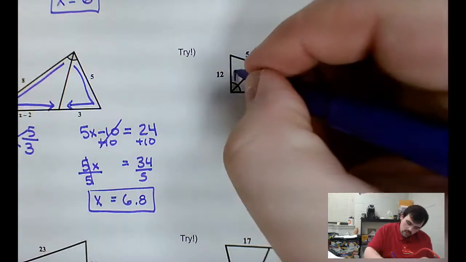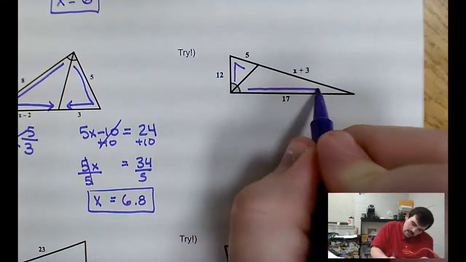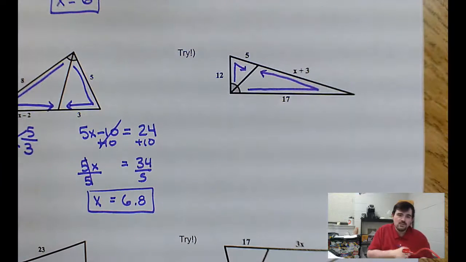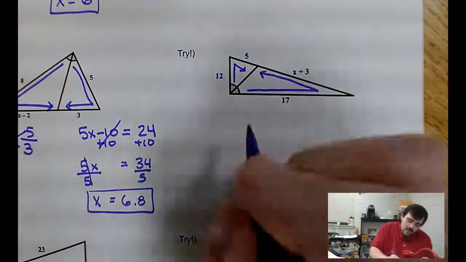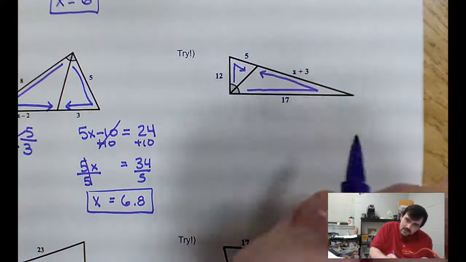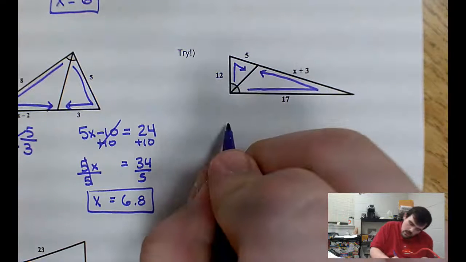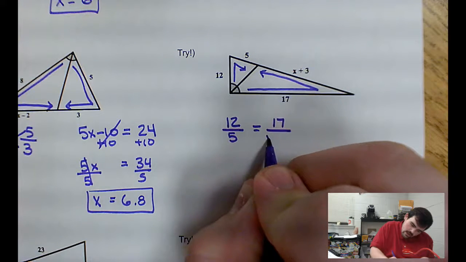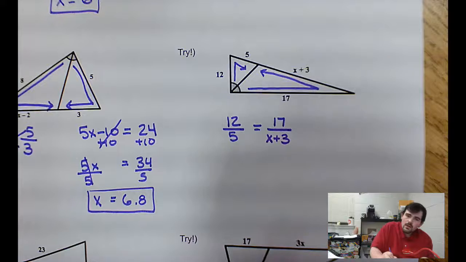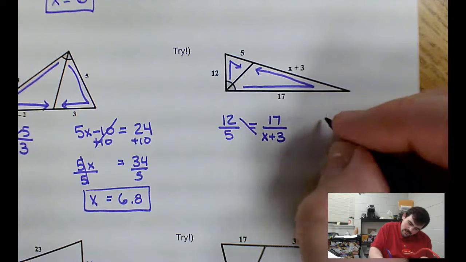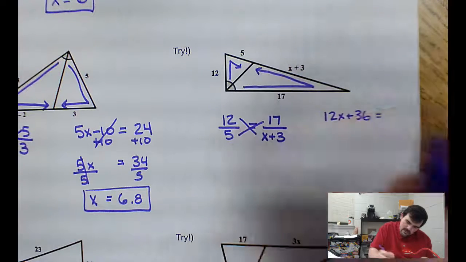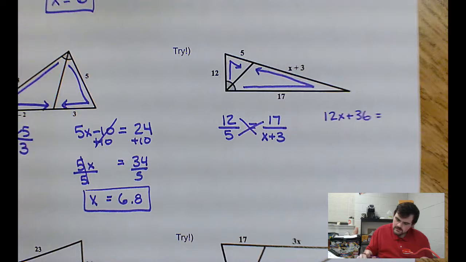Next one, 12 over 5 and 17 over x plus 3. It really doesn't matter if you say 17 over x plus 3 equals 12 over 5 or vice versa, so long as you just have 17 over x plus 3 and you have 12 over 5. So 12 over 5 equals 17 over x plus 3. Cross multiply. 12 times x plus 3 is 12x plus 36 equals 5 times 17. 5 times 17 is that 85? Yeah.